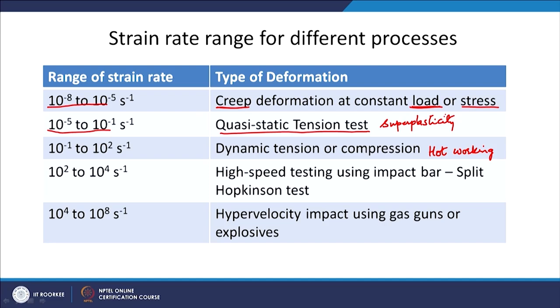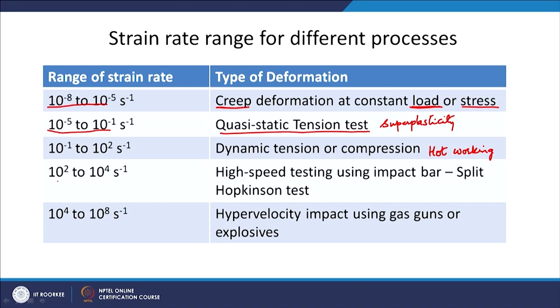Then you can go even further with 10 to the power 2 to 10 to the power 4 strain rate. These are high speed tests using an impact bar. One of the equipment can be what we call a split Hopkinson test bar. So, basically you keep the sample and you hit it with a very heavy rod. So, the strain rates are very high, and the range for that strain rate is 10 to the power 2 to 10 to the power 4. Very high strain rate deformations are possible here.